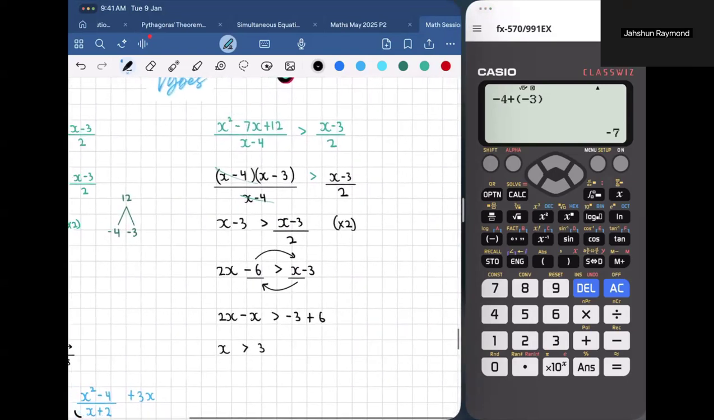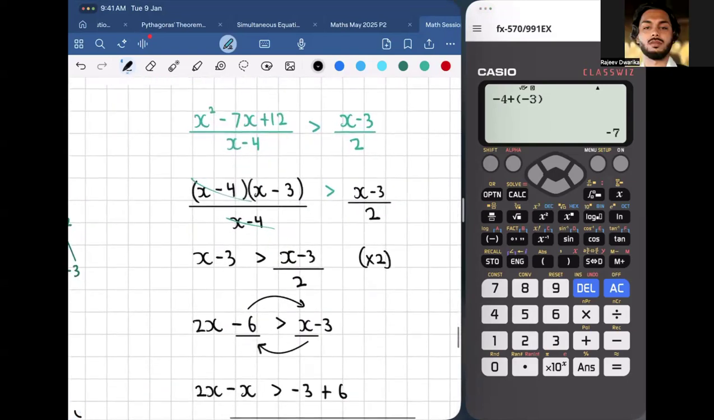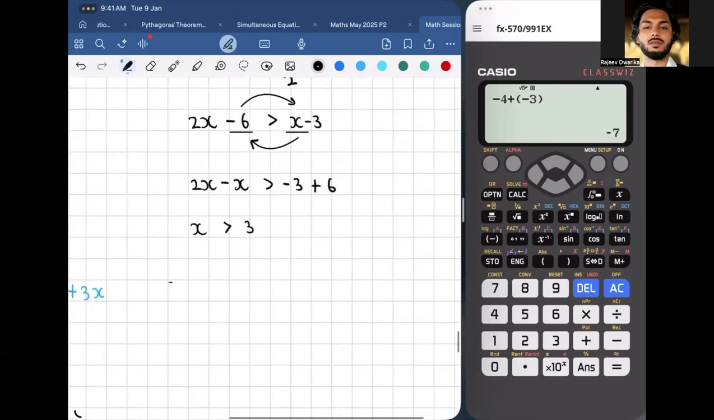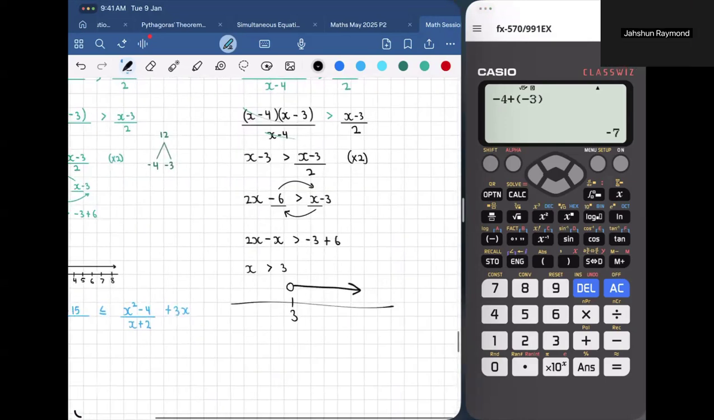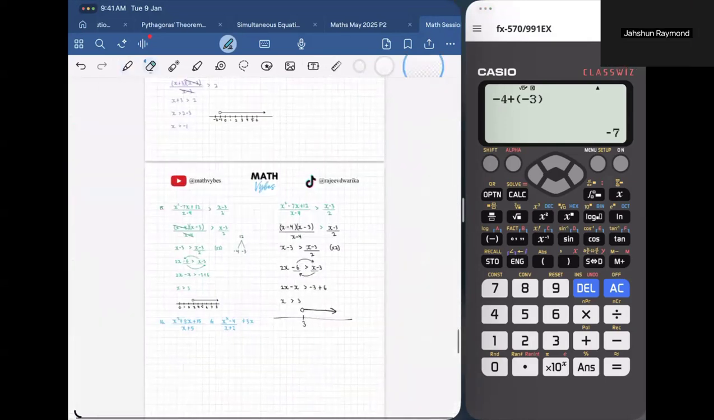So in these questions, you always want to see if you could factorize. Just keep that in mind. And the number line for this would just be starting from 3. Since it's not equal to, it's just more than, you put an empty circle and you just go to the right to show that it's more than 3. You sure you understand this? Yes, sir. Nice. Cool.